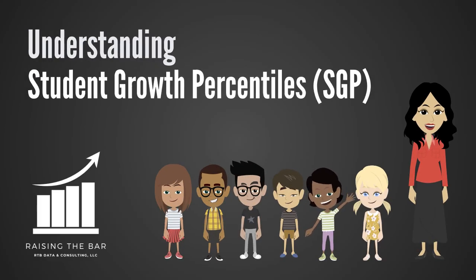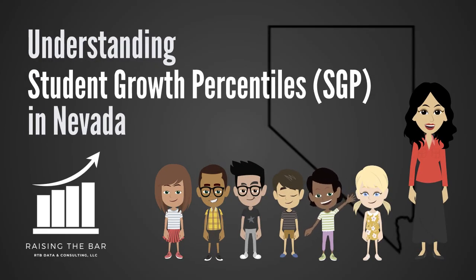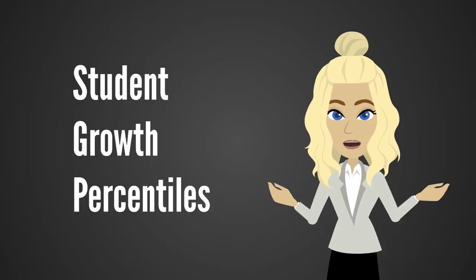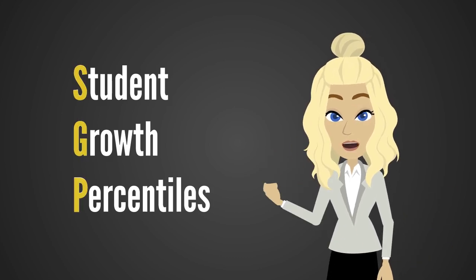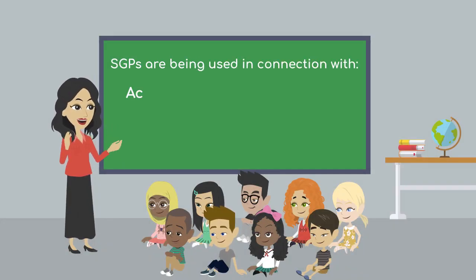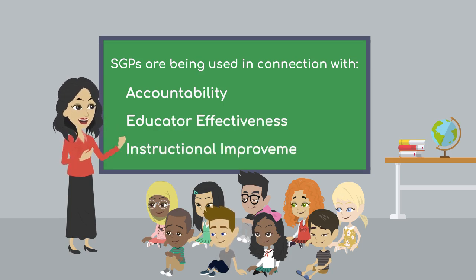Understanding Student Growth Percentiles, or SGP, in Nevada. Welcome. Today, we're going to break down what Student Growth Percentiles, or SGPs, are and how they are used in Nevada to track student progress. SGPs are being used in connection with accountability, educator effectiveness, and instructional improvement.